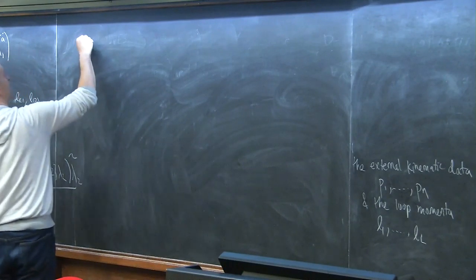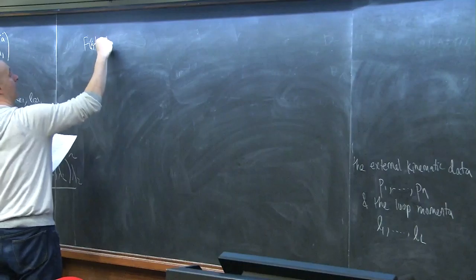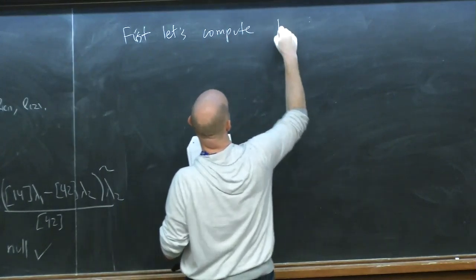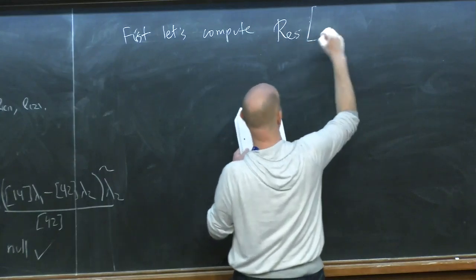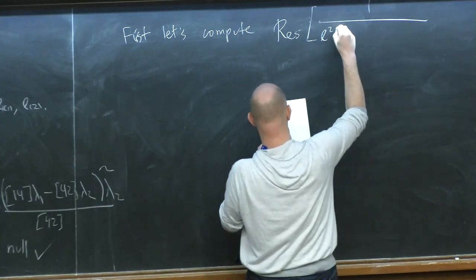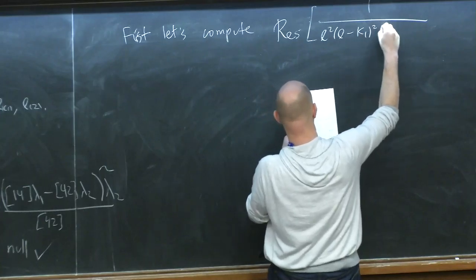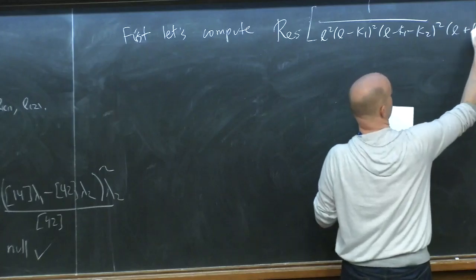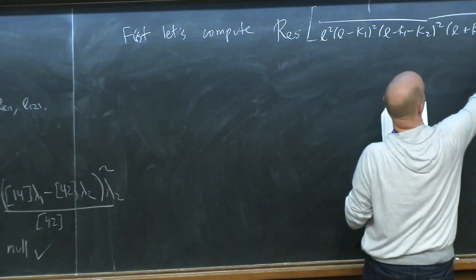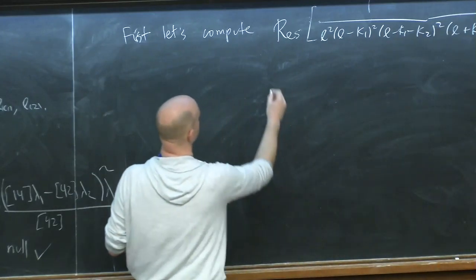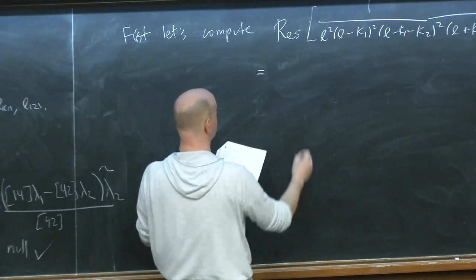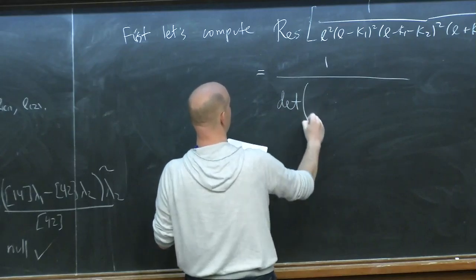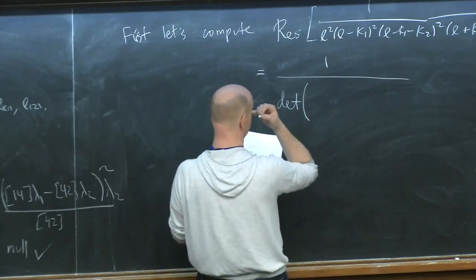So first, let's compute the residue of the right-hand side. Okay. This is a fairly simple calculation. It's a multidimensional residue. So it's 1 over the determinant.